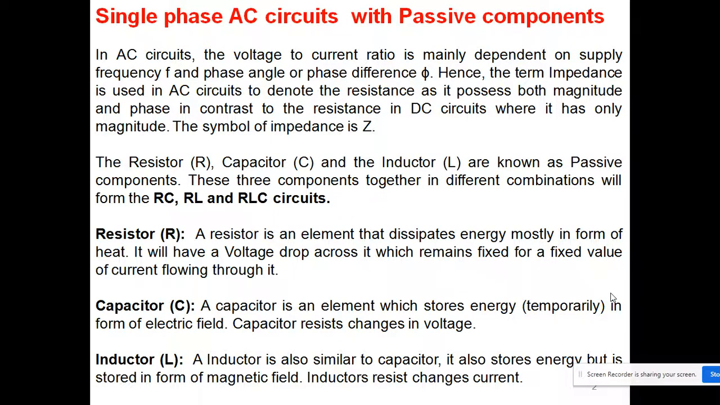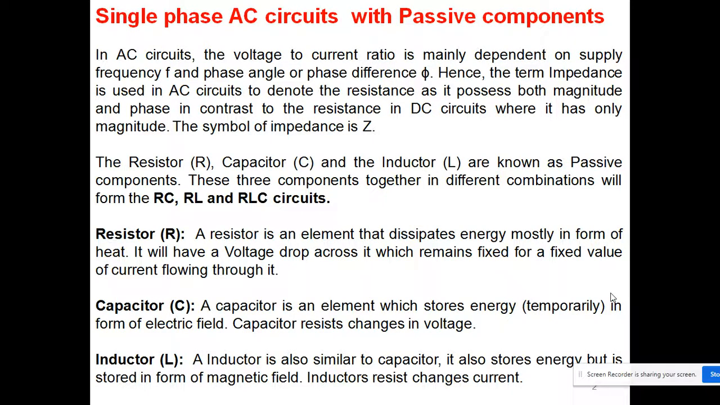Resistors, capacitors, and inductors are known as the passive components. These three components together in different combinations will form RC, RL, and RCL circuits. These are also part of our syllabus. In the next lectures, we will discuss these circuits also.